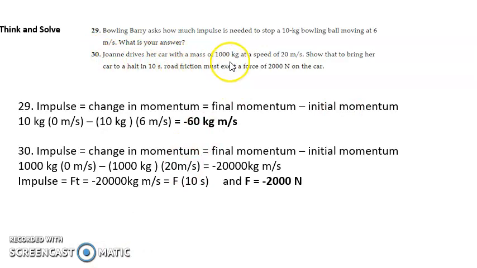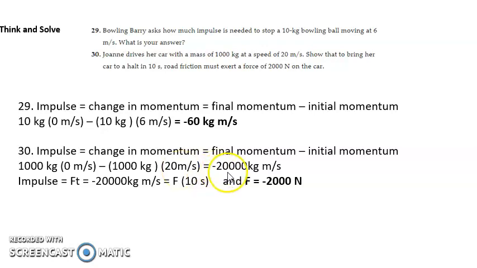Joanne drives her car with a mass of 1,000 kilograms at a speed of 20 meters per second. Show that to bring her car to a halt in 10 seconds, road friction must exert a force of 2,000 newtons on the car. So our working equation here is going to be an impulse becomes a change in momentum. And change in momentum is final momentum minus initial momentum. So we have 1,000 kilograms times 0 meters per second, this being the final velocity, minus 1,000 kilograms multiplied by 20 meters per second, this being your initial velocity.